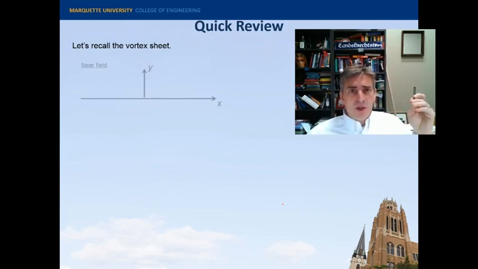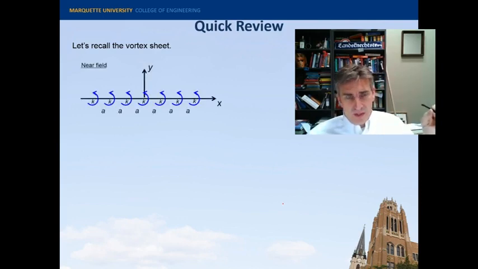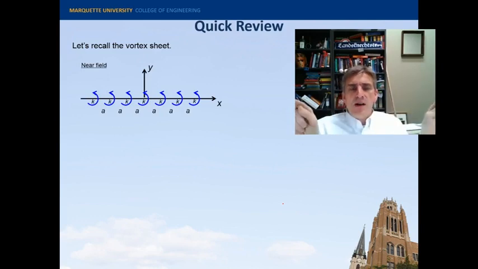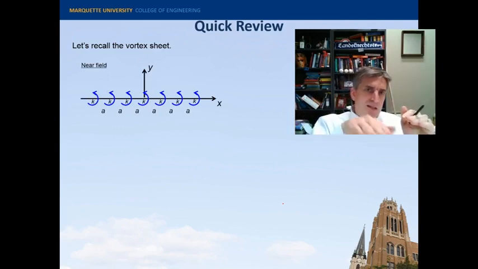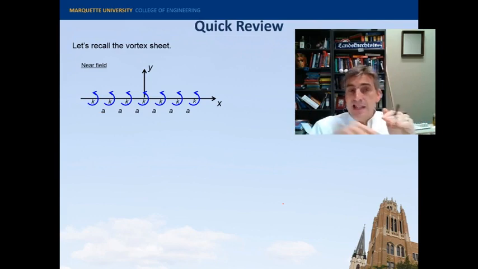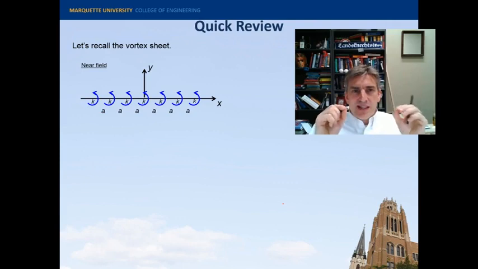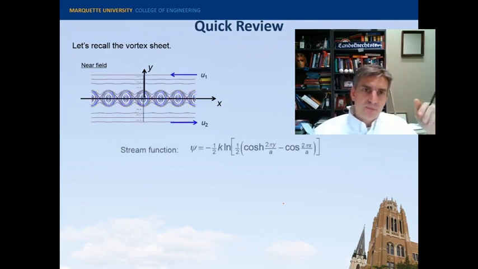So let's recall what the infinite vortex sheet looked like. It was an infinite row of vortexes aligned in the xz plane. They all have the same strength K separated by a distance A. And it generated this really cool looking flow field.